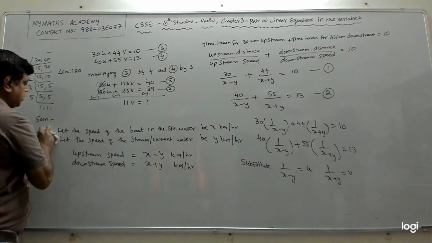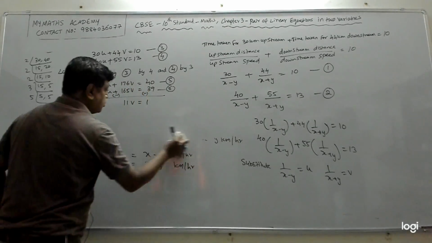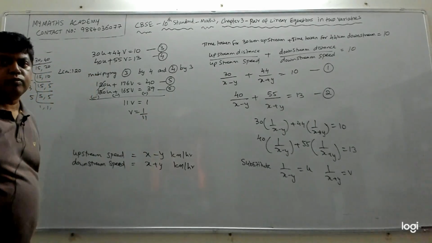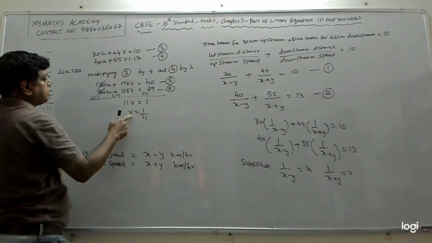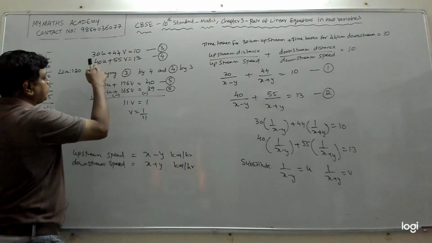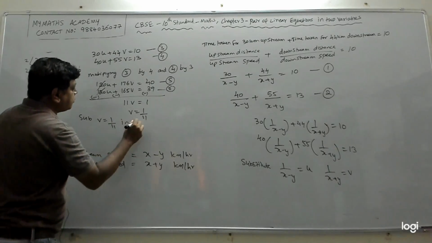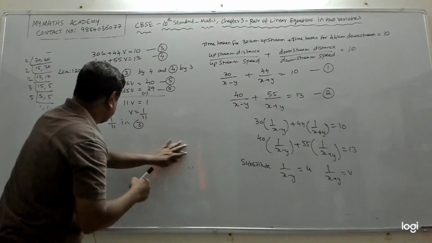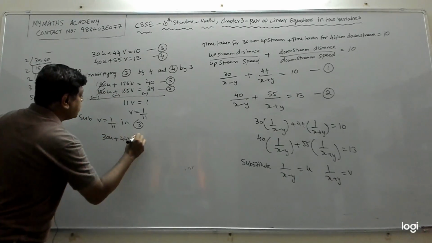So we get v as 1 by 11. Now we should find the value of u. We'll substitute v in one of the equations and find u. We'll put v as 1 by 11 in the third equation. So what is the third equation? The third equation is 3u plus 44v equal to 10.